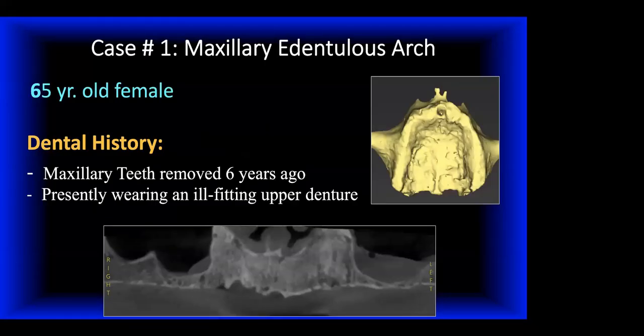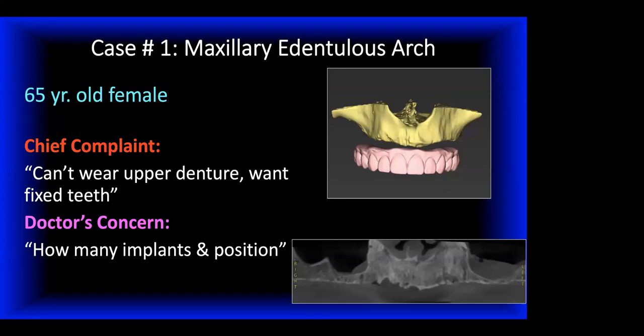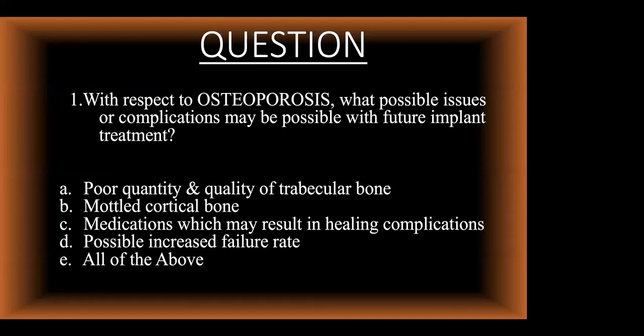So let's go on a little bit further. Let's see the dental history. The maxillary teeth were removed approximately 6 years ago. The patient's wearing an ill-fitting upper denture. If we look at the patient's chief complaint, they can't wear an upper denture and they want fixed teeth. So right off the bat, we know we're looking at a full arch prosthesis here, fixed. The doctor's concern is he wants to know how many implants and where do we put those implants. So let's do a couple questions first.